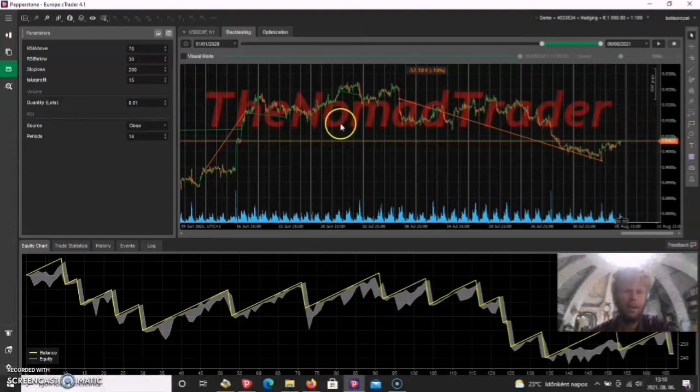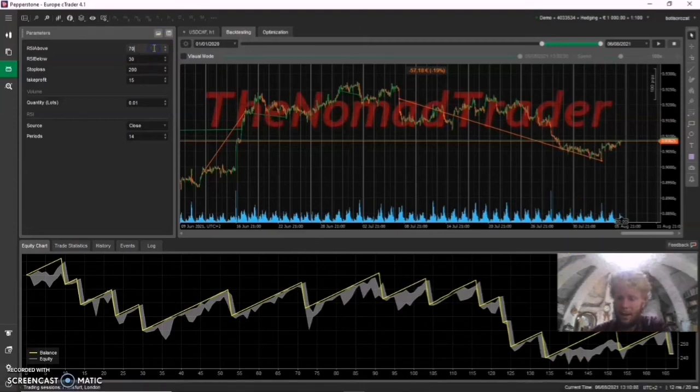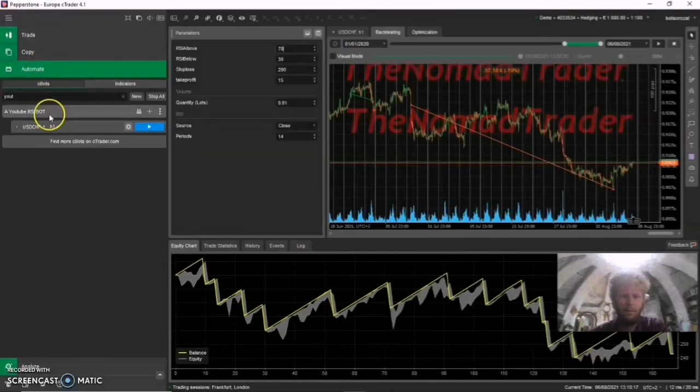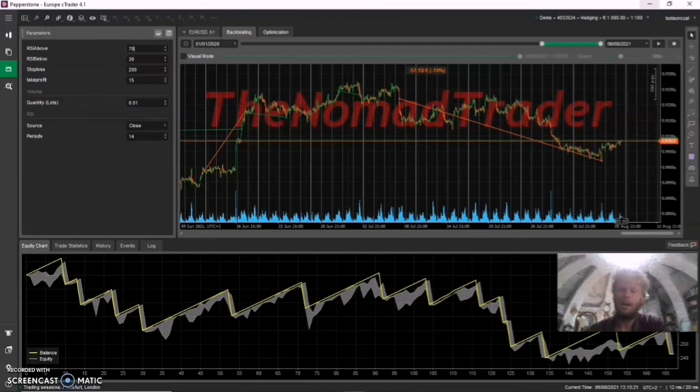So let's see if we can do something with this strategy and actually be profitable, because I won't say that with an RSI strategy you can't be profitable, but I will say that for the long term you can't be profitable with only an RSI strategy, because that's just not how life works.